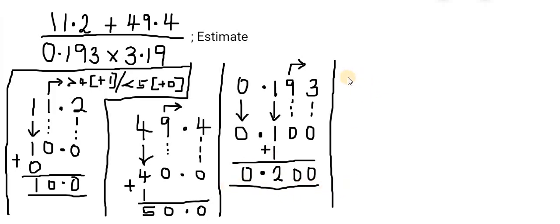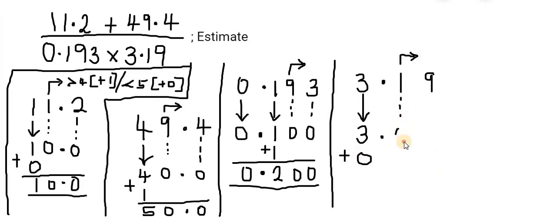Finally, 3.19. So, our first significant figure in this case is 3. Bring down our point. The number just after 3, you need to check it. If it's greater than 4, you add 1 to the previous number. If it's less than 5, you add 0 to the previous number. 1 is less than 5, so I add 0 to the previous number, and I convert the remaining numbers to 0. And so that results in 3 plus 0, that's just 3.